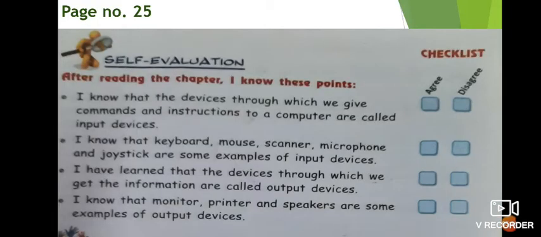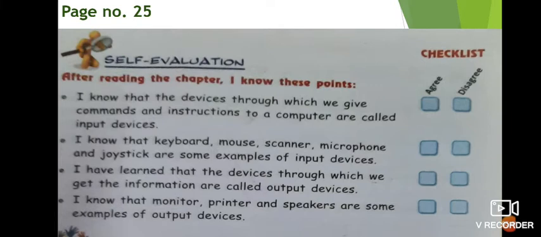Okay, so now we are done with this chapter. Now your homework is to read this self-evaluation, agree and disagree, and you have to complete this agree and disagree by yourself. For this, what you will do, just read the chapter one more time and read each and every sentence and then tick in one of the boxes.